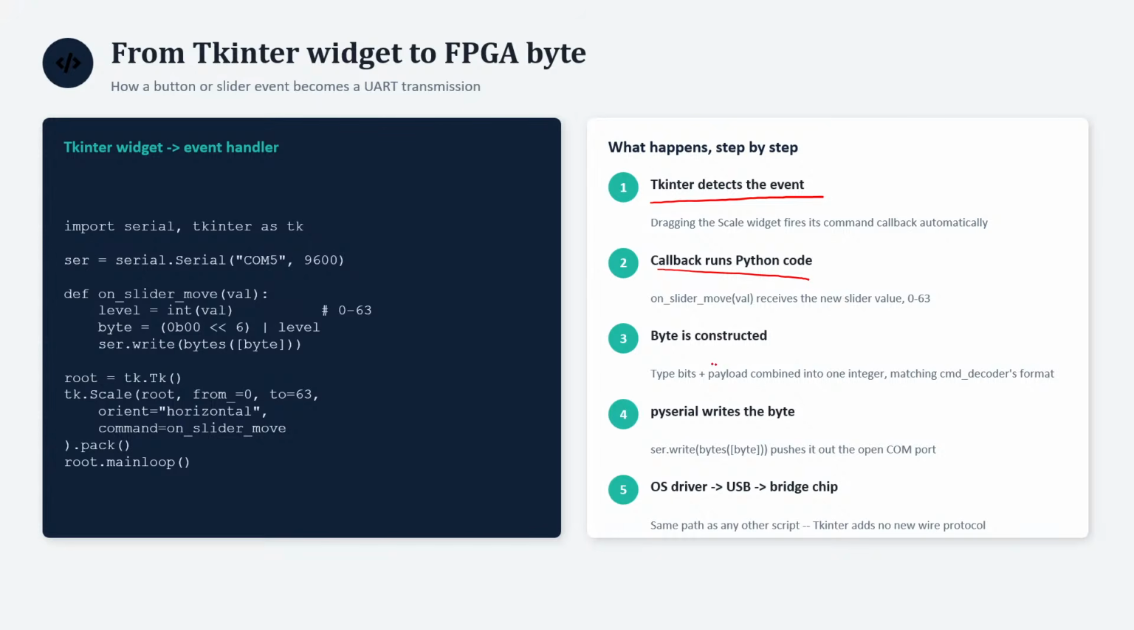And Python code is going to construct a byte, and using this PySerial, it is going to write down that particular byte. That particular byte of data will be sent towards the USB bridge, and that will be converted by the bridge. Okay, so this is what we have seen in our previous sessions also.